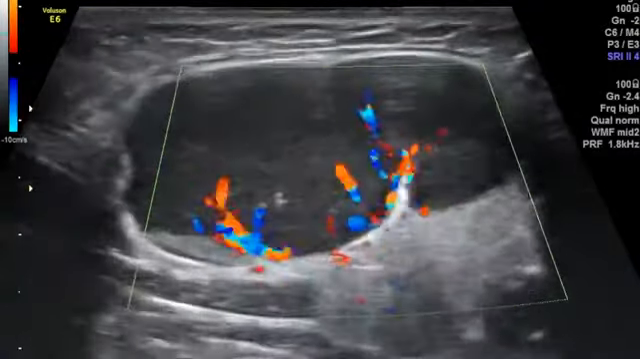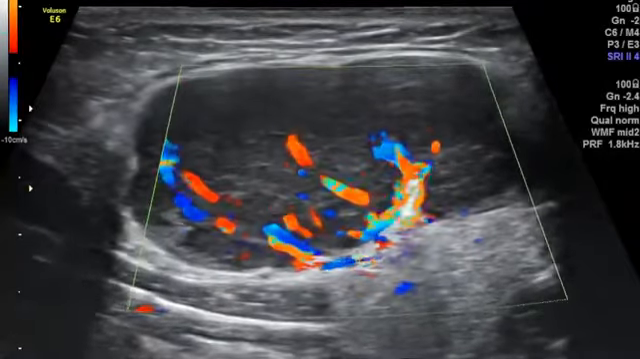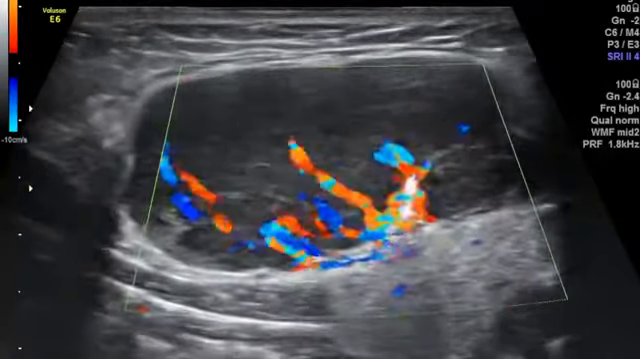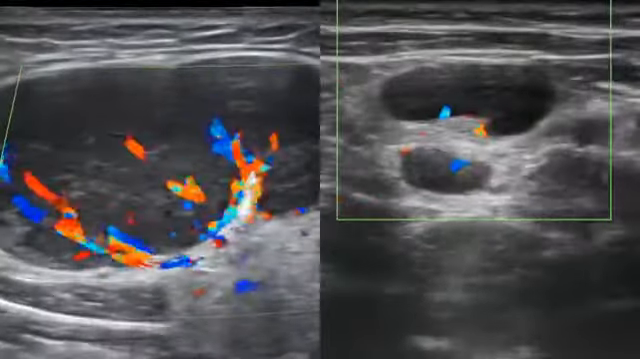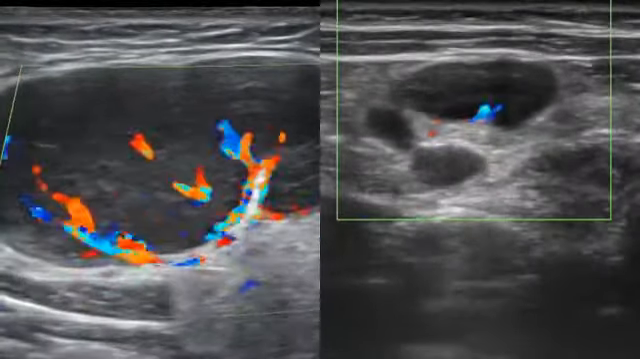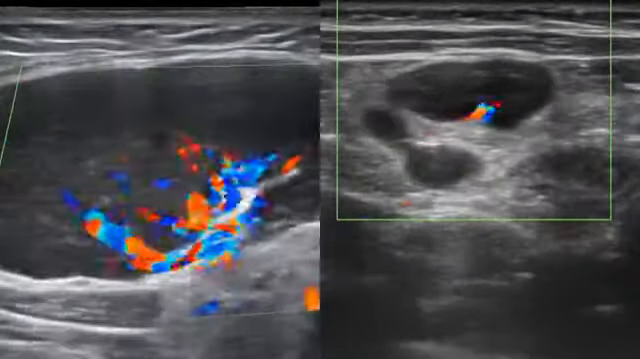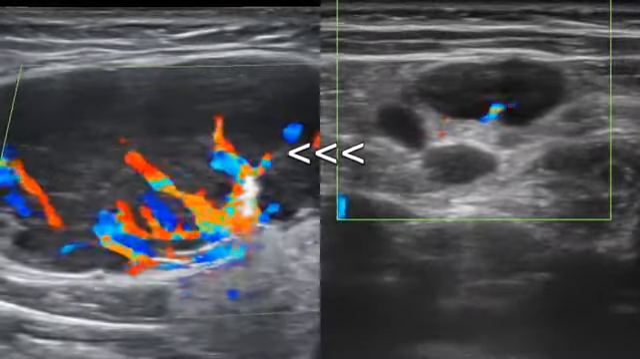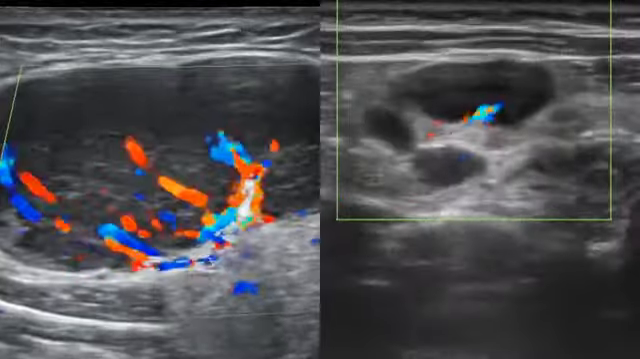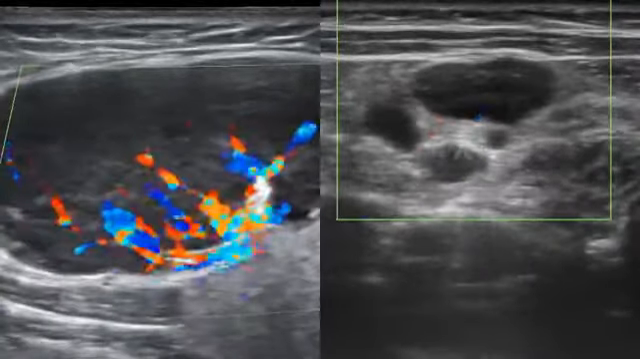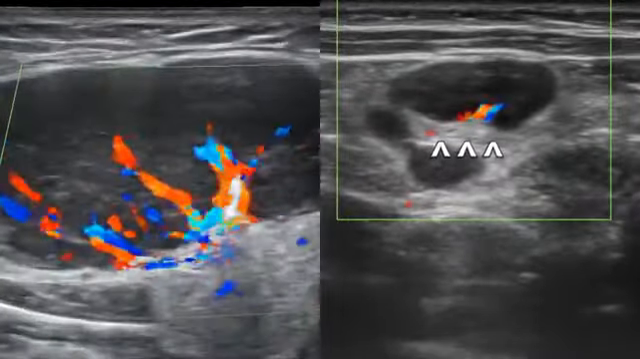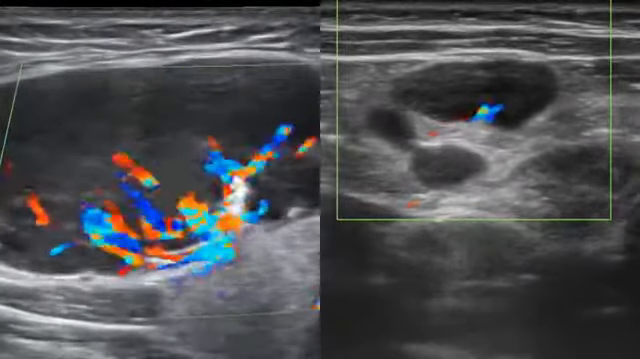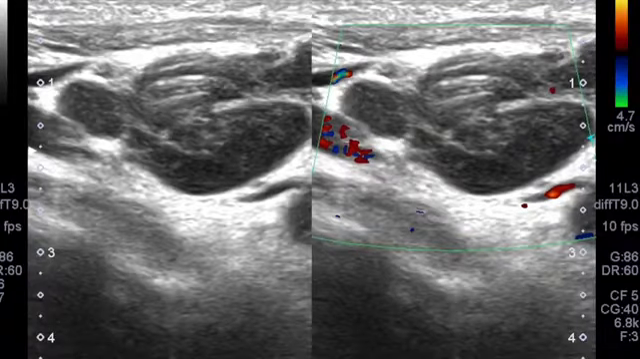Now let's compare this vascularity that we see in this node, which is an infected node, versus a regular hilar node. So we can see on the left of our screens an inflamed node with reduced echoes as well as increased vascularity. Whereas on the right side, like I showed you earlier, this is a regular lymph node with normal hilar vascularity.